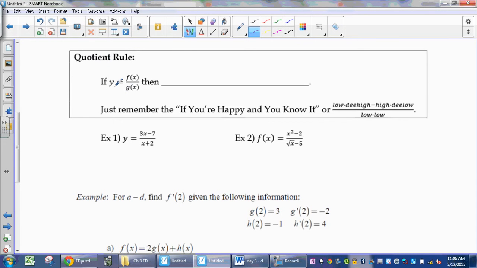Now under the quotient rule. The quotient rule says if y equals f of x over g of x, then dy dx equals g of x times f prime of x. It's the bottom times the derivative of the top minus the top, f of x, times the derivative of the bottom, g prime of x, all over the bottom, g of x, squared.